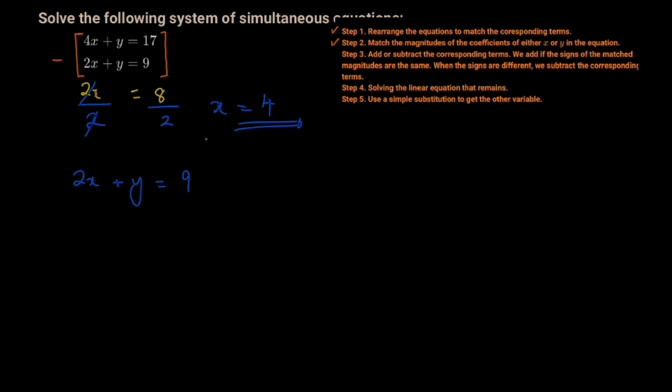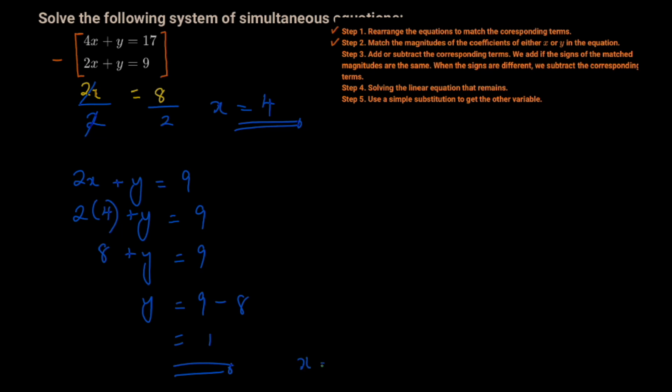I'm going to substitute the value of x here. So I'm going to say 2 times 4, just because I know the value of x already, I just want to know the corresponding value of y. So here I'm going to get 8 plus y equal to 9. Then I'm going to get y equal to 9 minus 8, then I get 1, okay? So the way that I would write it, my conclusion would be x equal to 4 and y equal to 1, like this, okay?